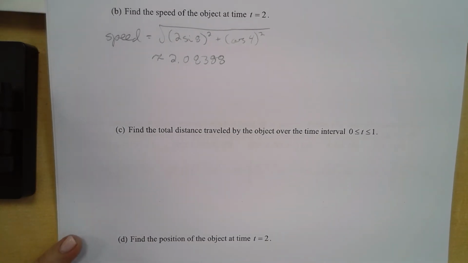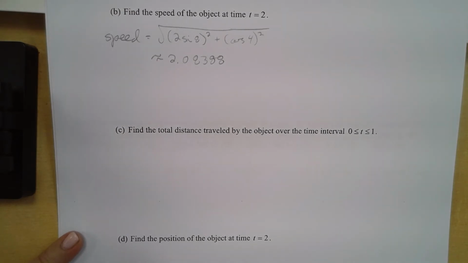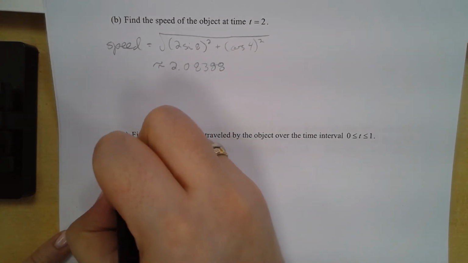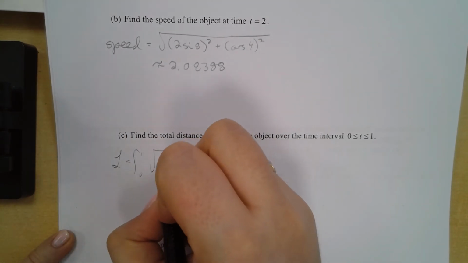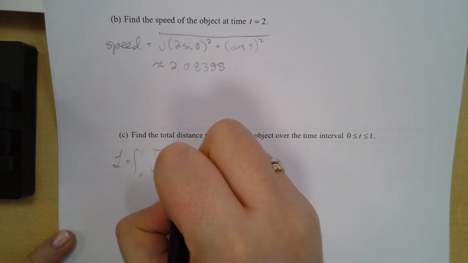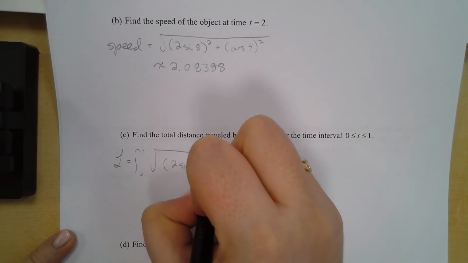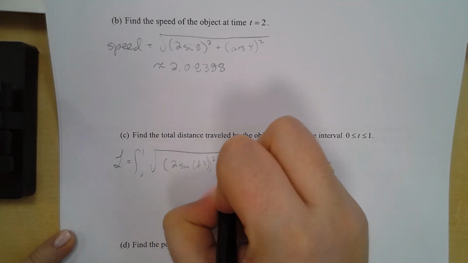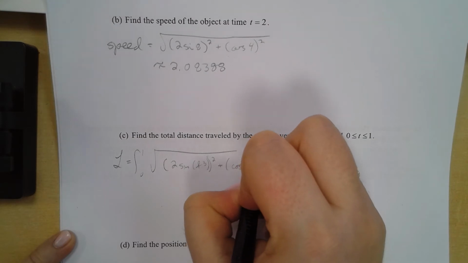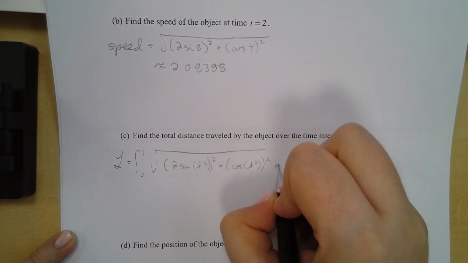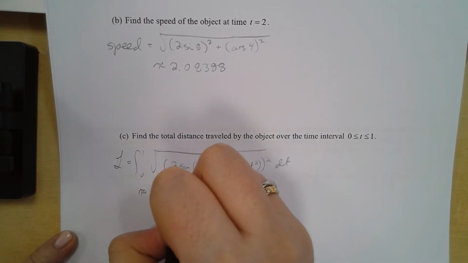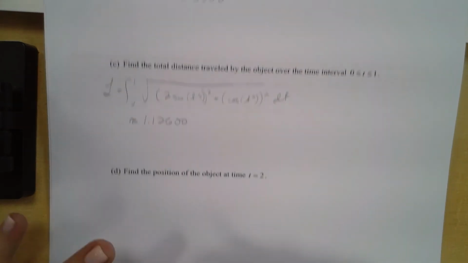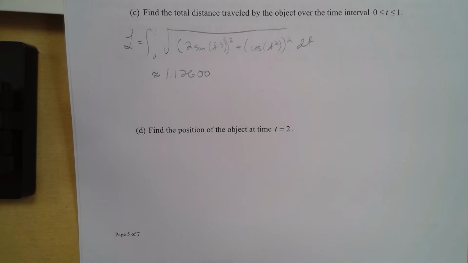Find the total distance traveled by the object over the time interval 0 to 1. Well, that's going to be, of course, our arc length again, from 0 to 1 of the square root of 2 sine of t cubed quantity squared plus cosine of t squared quantity squared dt, and that's approximately 1.12600. Okay? And finally, we're asked to find the position of the object at time t equals 2.